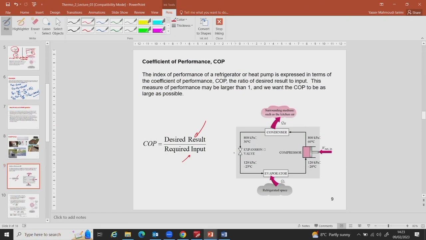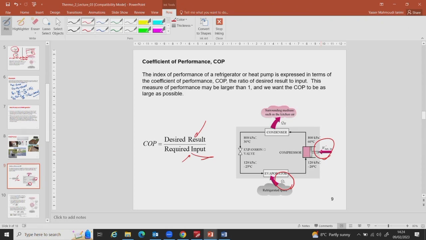Okay, so if it is a fridge, a refrigerator, the desired result is how much cooling we get inside the fridge. This is the desired result. And the input is the power that we expend. So for the refrigeration, it's going to be QL divided by W_E.